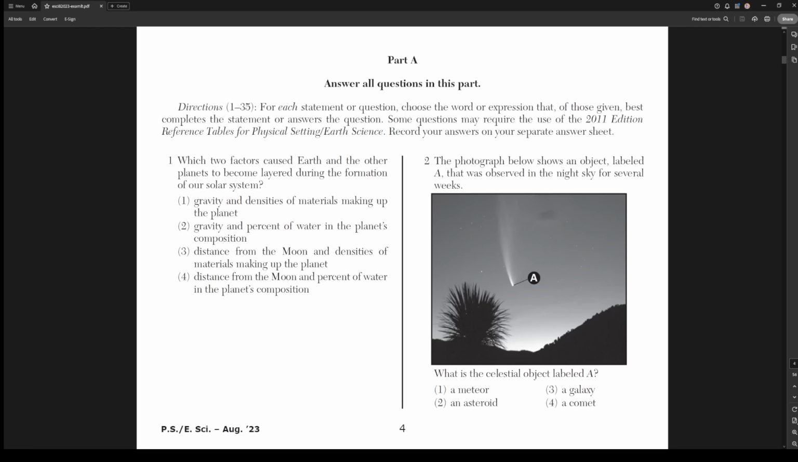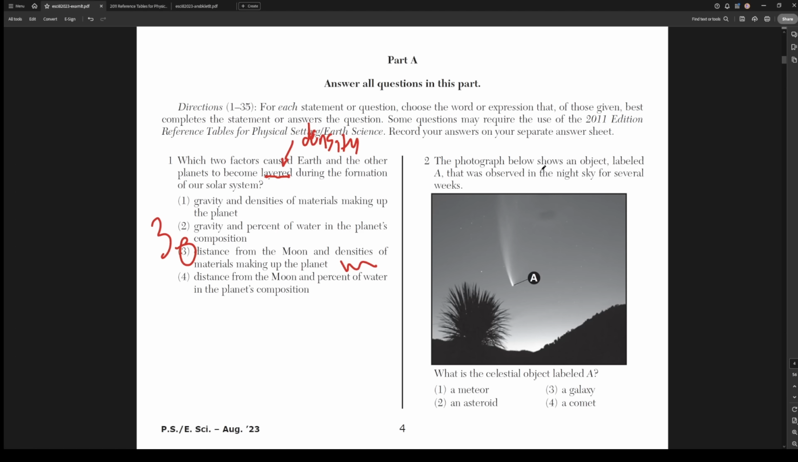Question 1. Which two factors cause Earth and the other planets to become layered during the formation of our solar system? So the keyword here is going to be layered, and whenever you see the word layered, you're going to think density. What's going to create the planet is going to be gravity, because now there are two options here that say density, so you have to be careful. The distance from the moon has absolutely nothing to do with the fact that planets are being layered. So 1 is going to be your answer on that one.